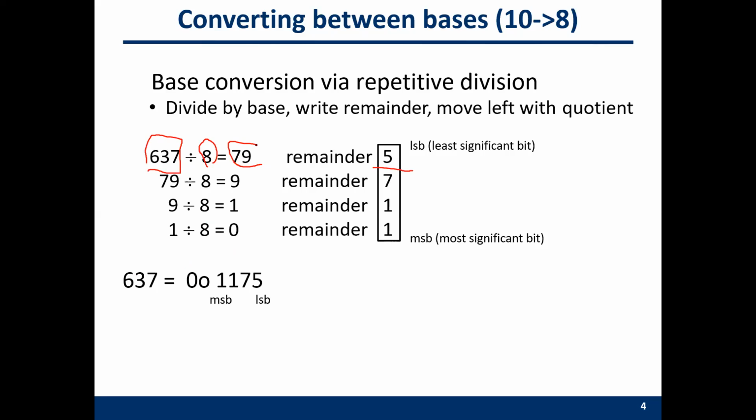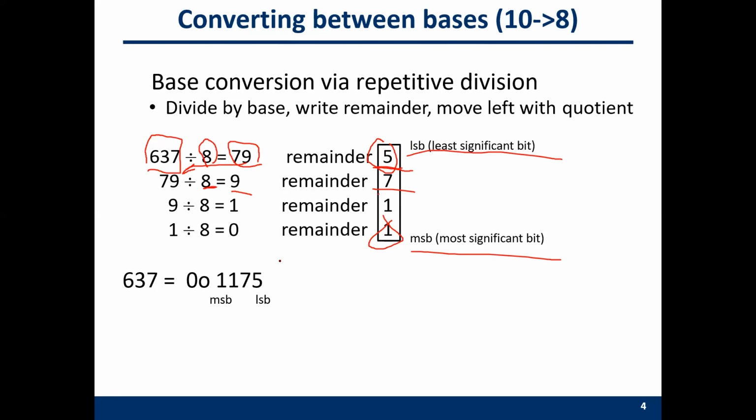This is the result. This is the remainder. And we can continue to use this result to divide it by the base, which is 8. This is the result. This is the remainder. And we can write all the remainders here until the last bit. So the first remainder we get is the least significant bit, and the last remainder we have is the most significant bit.